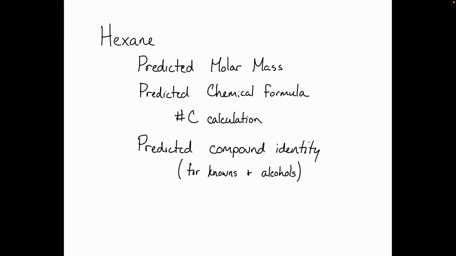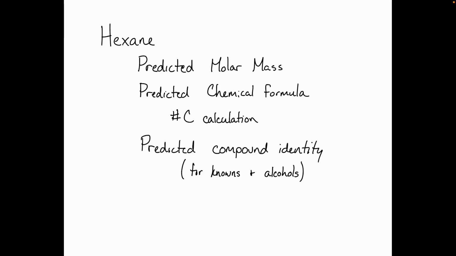Okay, so all of our spectra are going to be online, but I'm going to be grading in your notebook. Okay, so we're going to do this one together where we go through hexane. We're going to predict the molar mass of this compound by looking for our molecular ion. We're going to predict our chemical formula by doing our number of carbon calculation. Okay, and then lastly, we can predict our compound identity. I'm going to tell you it's hexane, so it's not going to be that interesting for this particular one. But we've got a bunch of different spectra that we're going to be analyzing, and this is what I want to see in your notebook for each one. Okay, so let's do hexane together first.